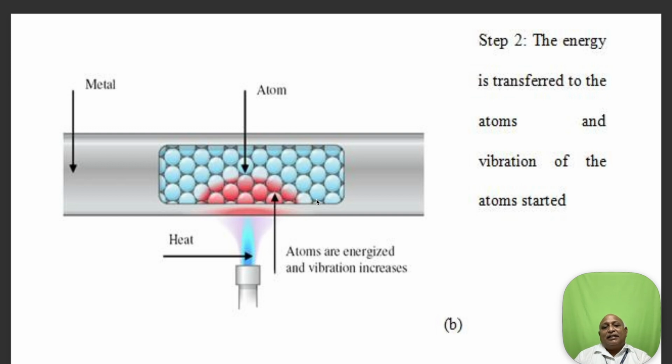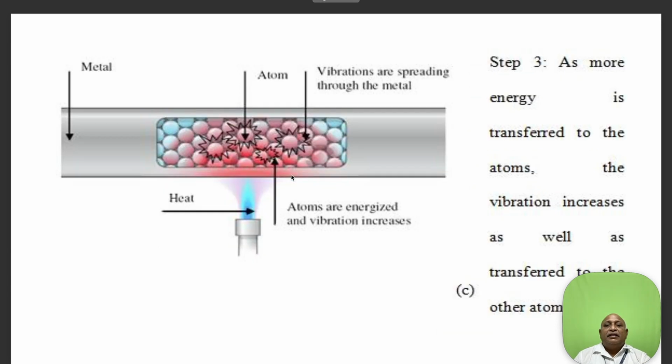The atoms get energized by this heat energy, and the vibration of the atoms increases. They won't move, but they vibrate in their place, whereas the heat energy only transfers from the hot molecule to the adjacent cold molecules. You can see the atoms are vibrating in their place, and the atoms which are adjacent to them get heated. Like this, the conduction mode of heat transfer takes place in solid material.